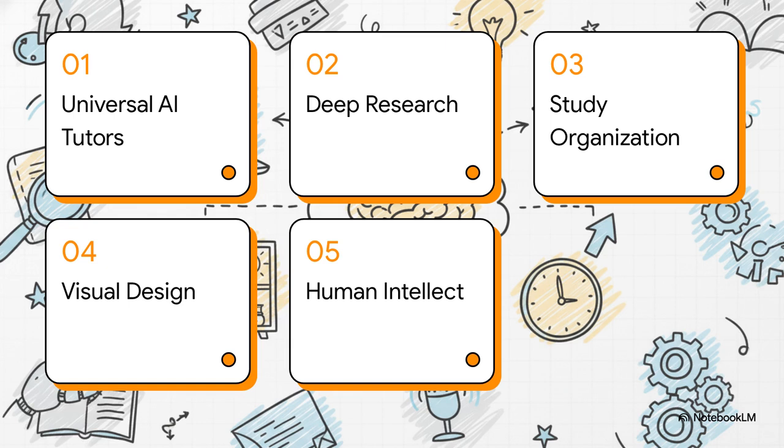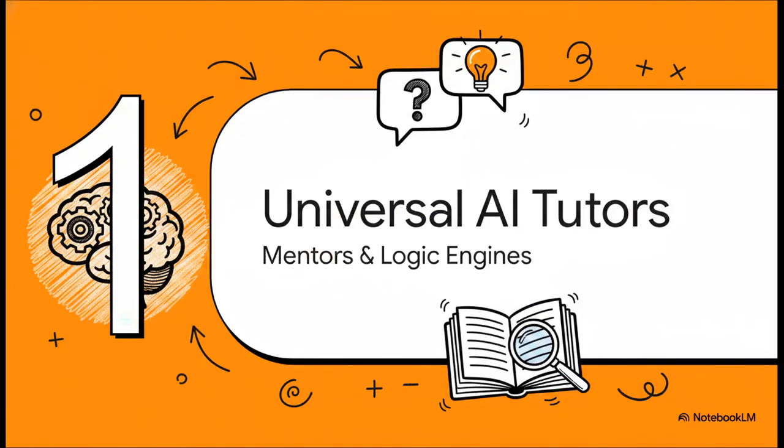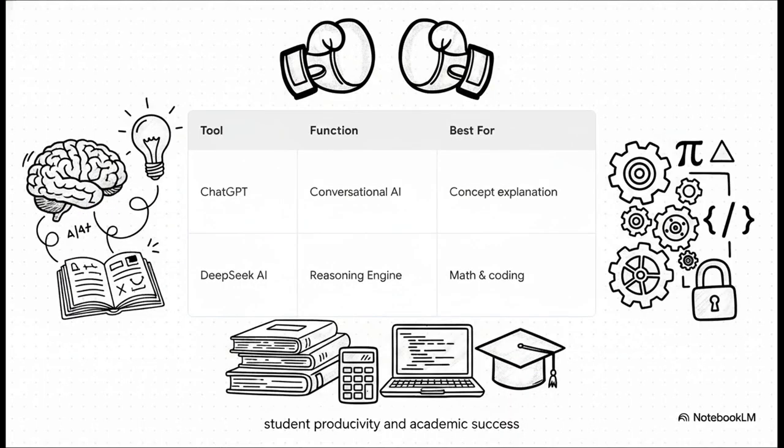Let's get to it. Let's start with our first workstation, category number 1, the universal AI tutors. These are your conversational mentors and logic engines. We've got 2 absolute heavyweights in the conversational AI space right now. First up, the incredibly versatile giant ChatGPT. And second, the 100% free open-source powerhouse, DeepSeek AI. Both are totally essential, but as you'll see, they serve very different foundational purposes in your day-to-day.